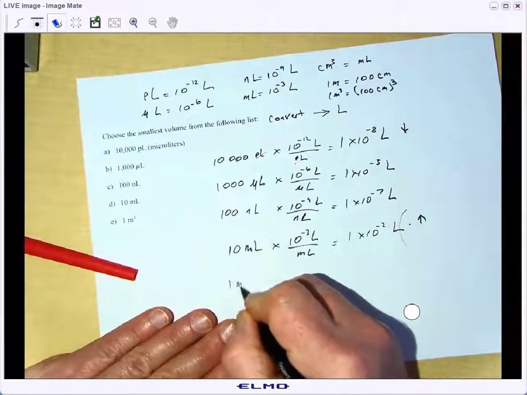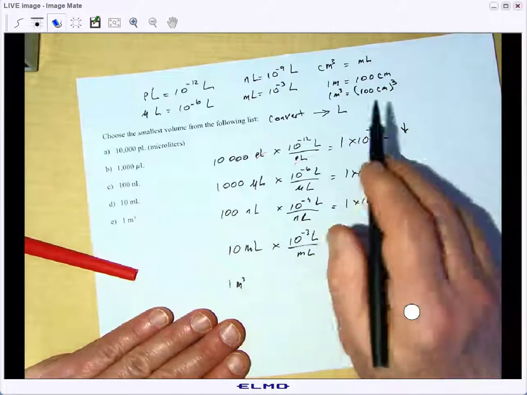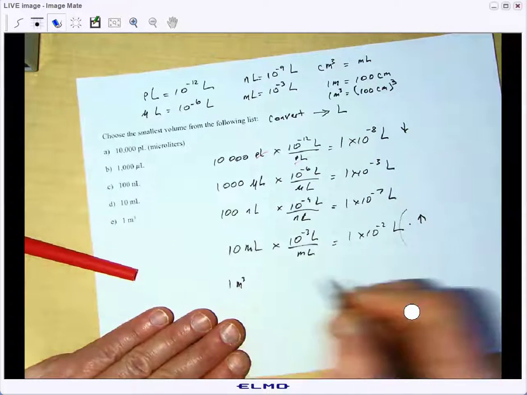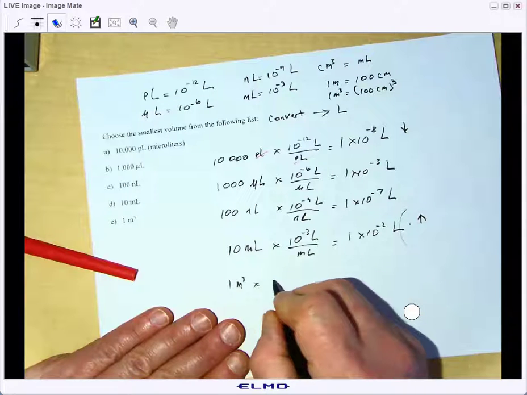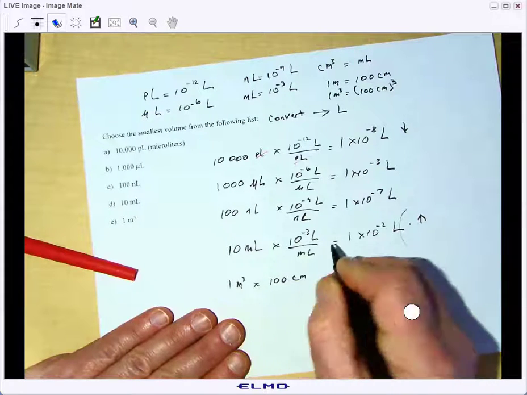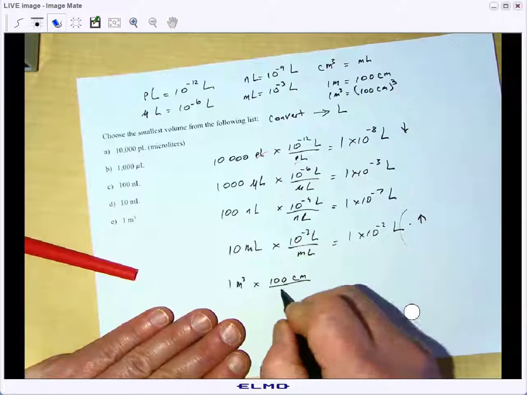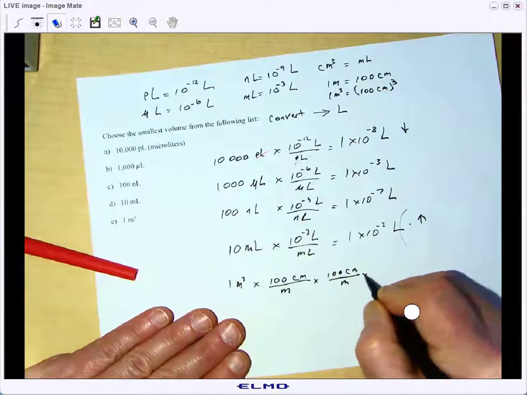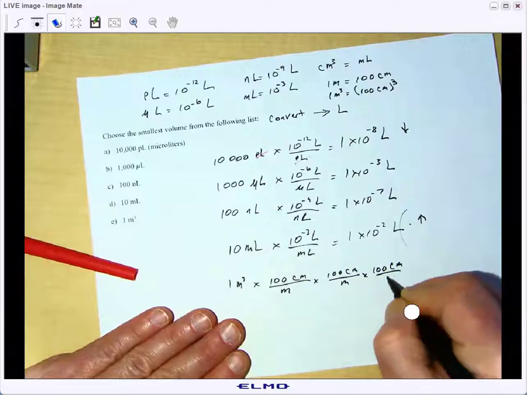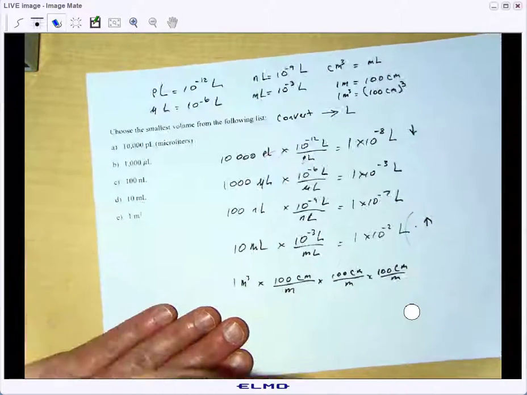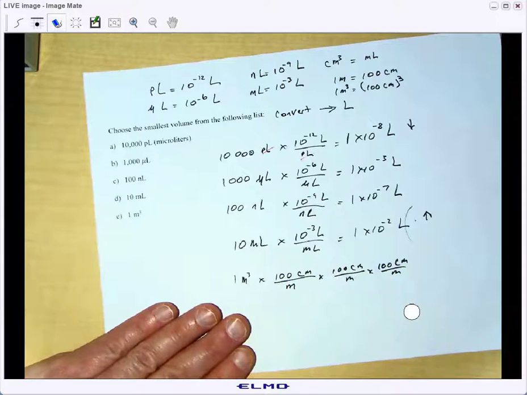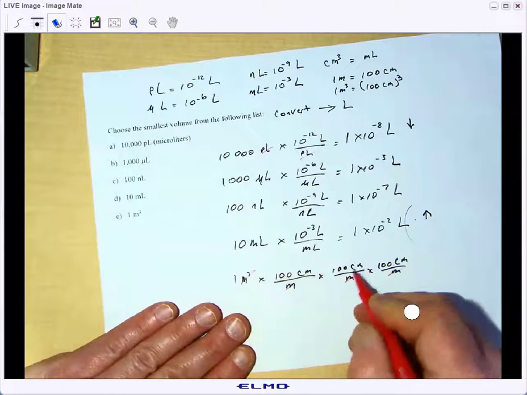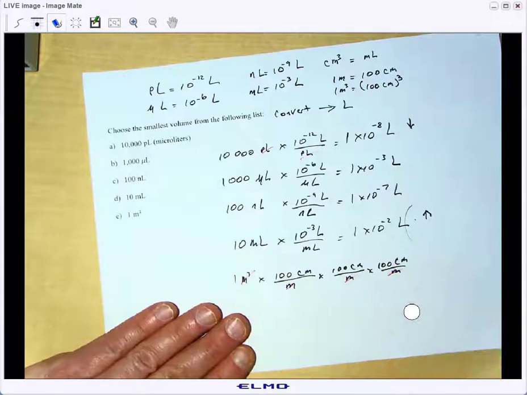So we have 1 meter cubed, and we know that we can convert from meter cubed to centimeters cubed in this way. And I'm going to show you 2 different ways you can do this. The way I would prefer to do this myself is I know that 100 centimeters is equal to 1 meter. So 100 centimeters per meter, 100 centimeters per meter, all right? And what I've done here is that I have meter times meter times meter, which is meter cubed, and now I'm going to be left with centimeter times centimeter times centimeter, which is centimeter cubed.